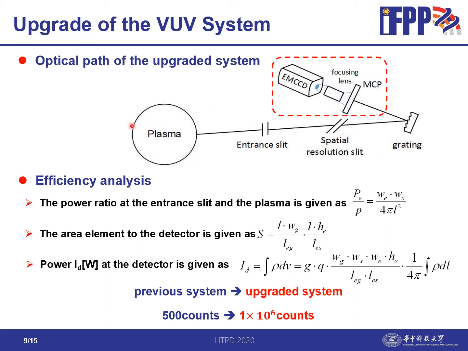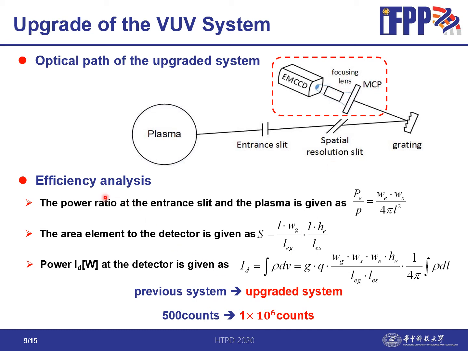The plasma impurity emission from the tokamak passes through the entrance slit and spatial resolution slit respectively, and then comes to the MCP. The invisible VUV radiation is converted into a visible phosphor emission, which is detected more easily. The emission propagates along the fiber taper and then is focused on the EMCCD by the lens assembly.